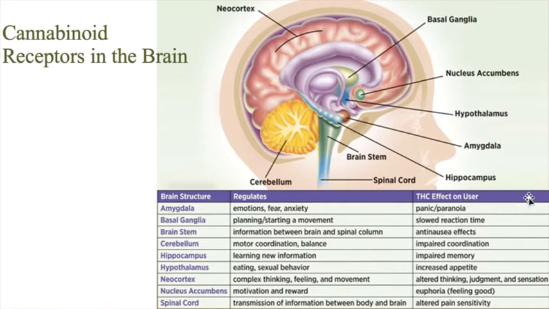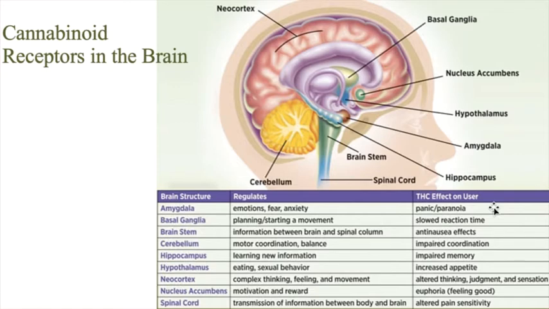So here are some of the THC effects. This is certainly not a comprehensive list, and it's not going to reflect the experience of all users. So, for example, paranoia can happen when people take THC, but it's not necessarily true.